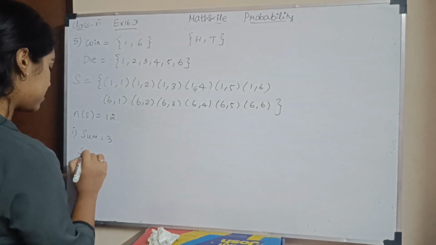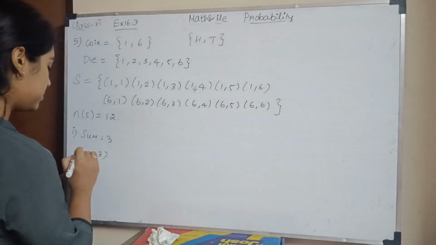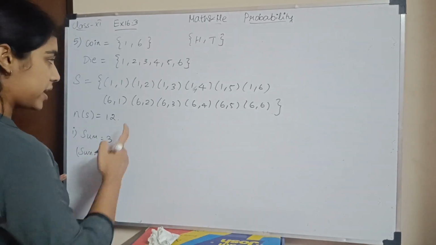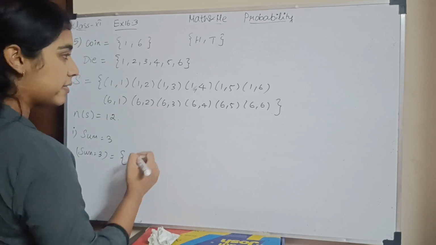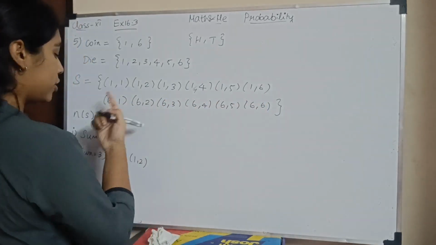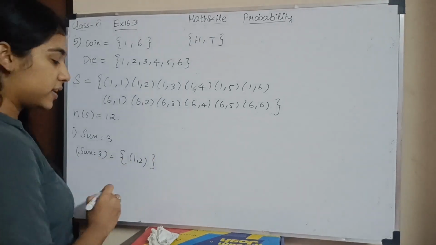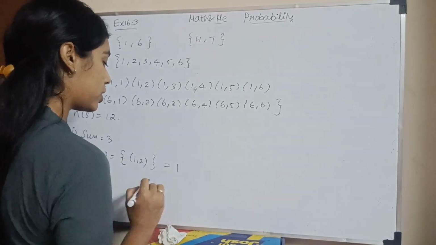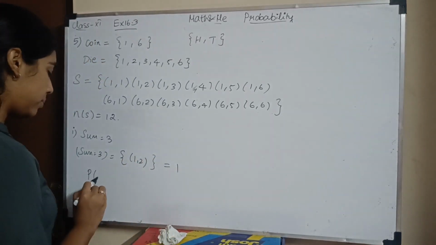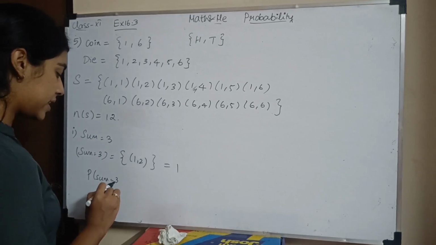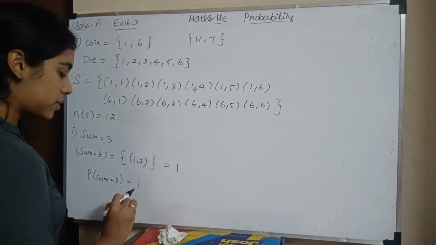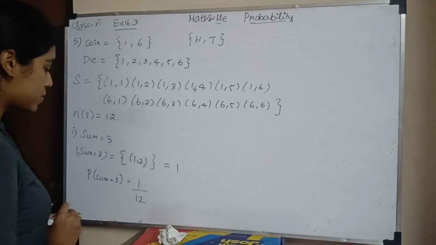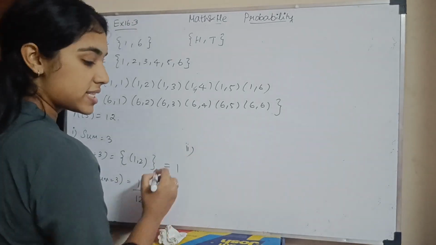Where all does the sum 3 come? The sample space for sum 3 will be 1, 2. Where else do I get 3? Nowhere else. So this is my only one. So what is my number of favorable outcomes? I only have one element. So the probability that the sum equals 3 is the number of favorable outcomes divided by the total number of outcomes, which is 1/12.